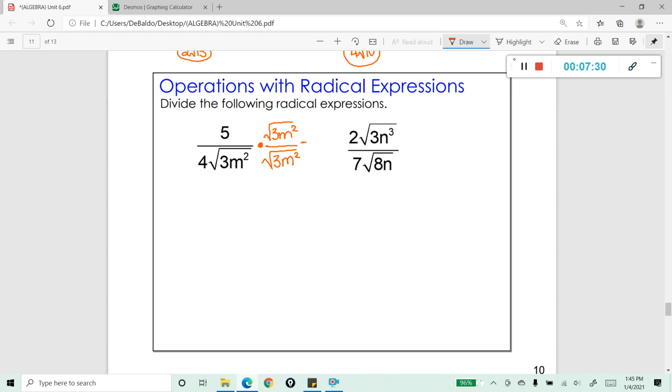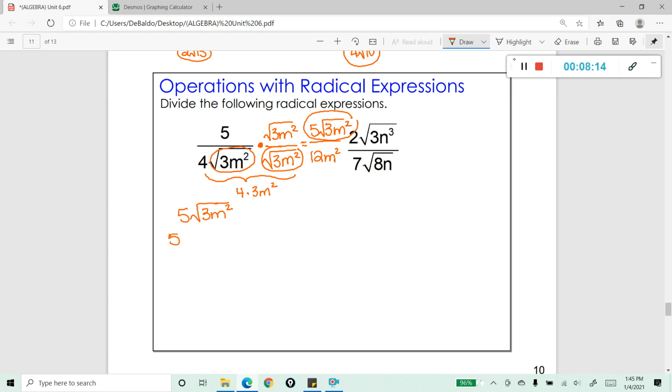All right, watch what that's going to give me on the bottom. Remember, the square root of 3m squared times the square root of 3m squared is just going to give me 3m squared, right? So really this is saying 4 times 3m squared. So the bottom here is going to be 12m squared. The top looks like I really can't simplify anything. I'm just going to multiply them together, so 5 root 3m squared. So it got rid of the denominator radical, but now let's take the numerator off to the side and simplify because we have to do that.